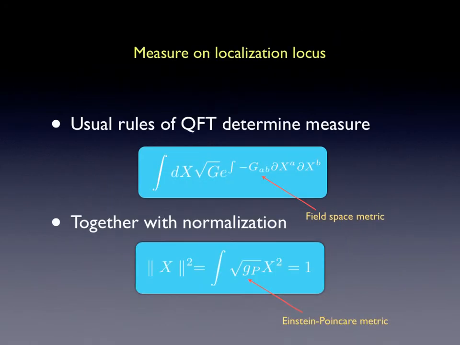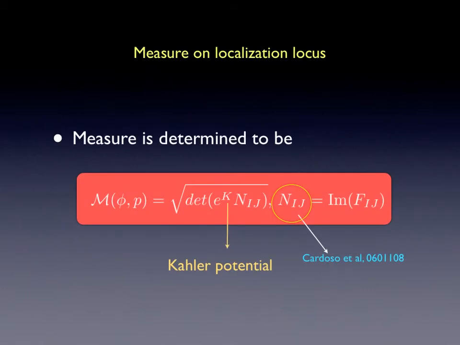To determine this measure, we use usual rules of quantum field theory and normalize the fields using the physical Einstein-Hilbert metric. The measure is determined to be of the form. Note that this measure contains additional powers of the Kähler potential, in contrast with other derivations in the context of the OSV conjecture.